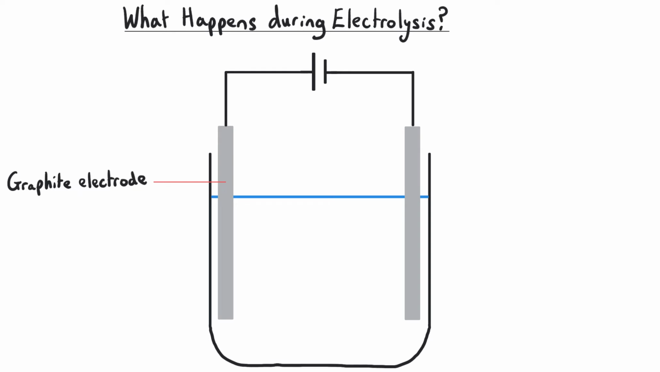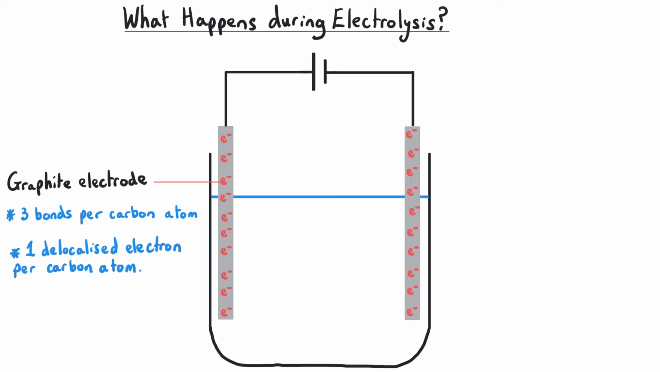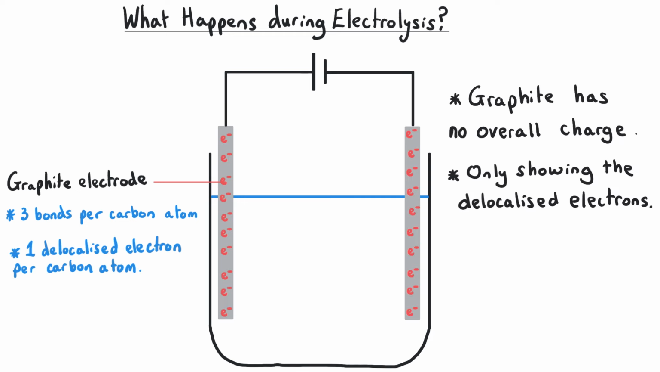To begin our explanation of electrolysis, we'll first take a look at what happens at the graphite electrodes. Graphite is made from carbon in a giant structure, and because carbon only has 3 covalent bonds in graphite, there is 1 delocalized electron per carbon atom. But since the graphite has the same number of positive particles and these negative delocalized electrons, it is neutral overall.